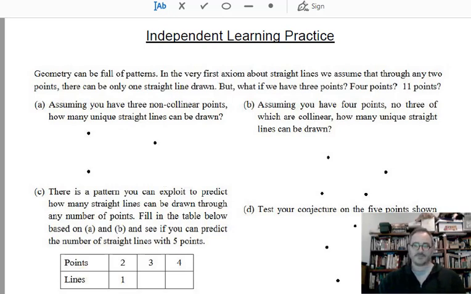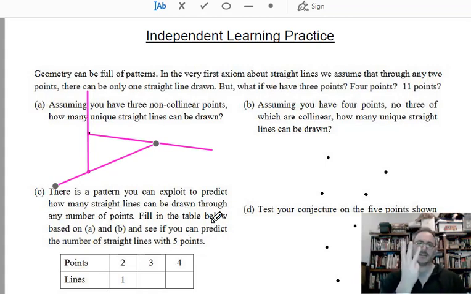All right. I like this. This is kind of fun. Let me delete all the stuff I've gotten from before. I can draw this straight line, 1. I can draw this straight line, 2. I can draw this straight line, 3. Are there any other straight lines I can draw? I don't think so. So with 3 non-collinear points, I can draw 3 lines. So that's what you could write here. I can draw 3 straight lines.